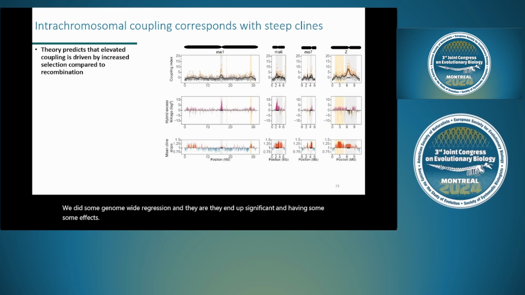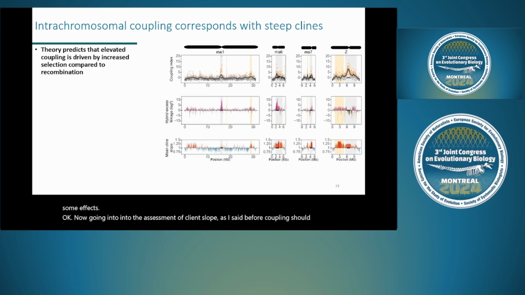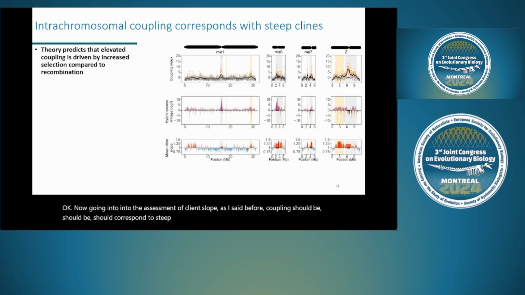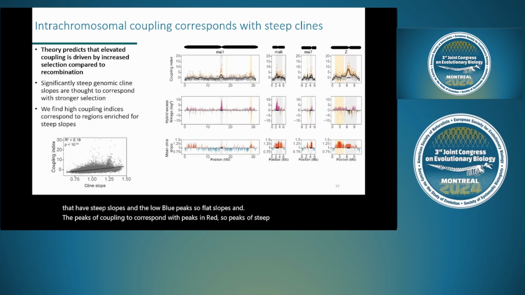Okay, and now going into the assessment of cline slope. As I said before, coupling should correspond to steep cline slope since coupling is driven by selection, and that's what you can see in this third panel. So the high red peaks show regions of the genome that have steep slopes, and the low blue peaks show flat slopes. And the peaks of coupling do correspond with peaks in red, so peaks of steep slope. And this also holds genome-wide with a pretty strong effect size.